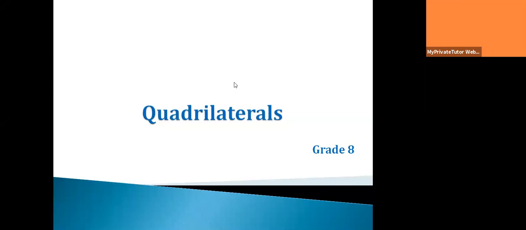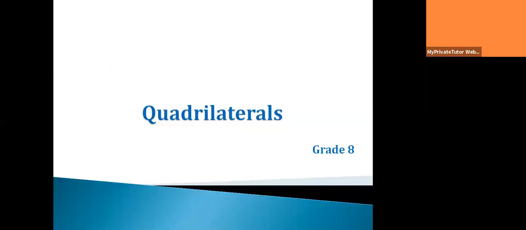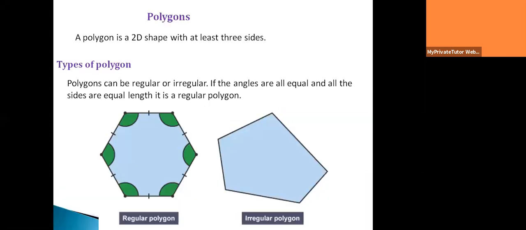Okay, let me share the screen. I hope you can see the screen, right? So, quadrilaterals for grade 8, for class 8. Quadrilaterals are nothing but the four-sided shapes. Before going to the four-sided shapes completely, let's learn the basics of 2D shapes.